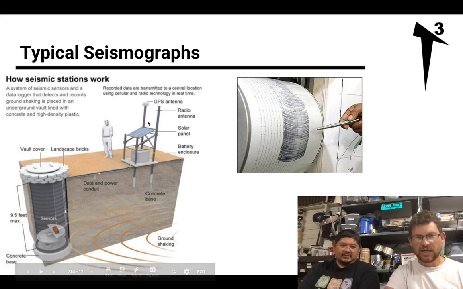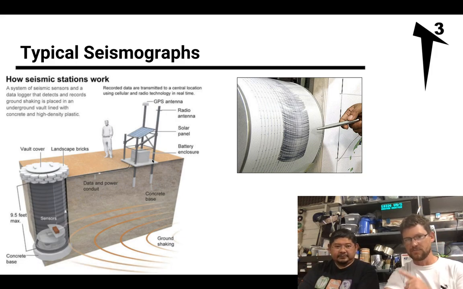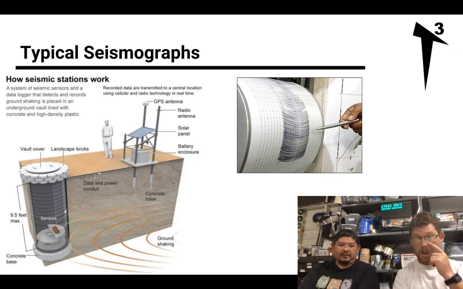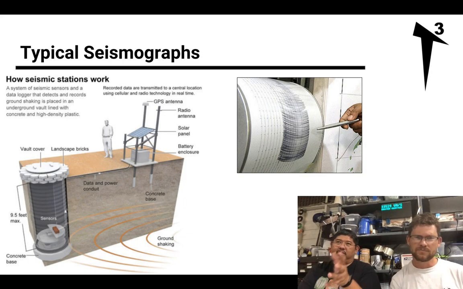It looks like there's a GPS antenna so that you can get real-time data sent out. Basically, a top-of-the-line station would cost anywhere from $80,000 to $100,000. You have to dig a hole. This hole particularly is usually about 6 feet deep, but this one says 9.5 maximum. You put concrete underneath, then you have your expensive sensor down there, expensive digitizer.